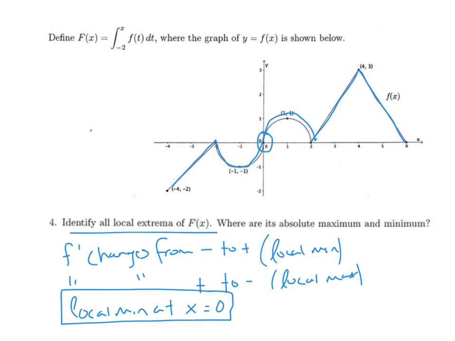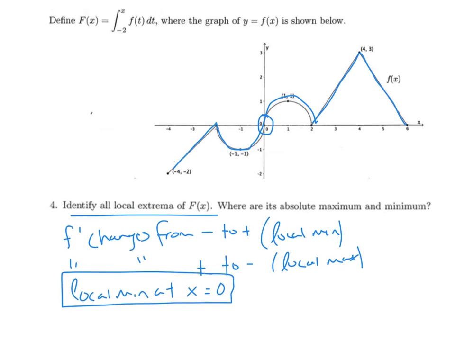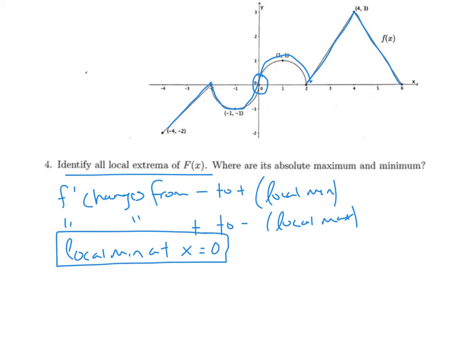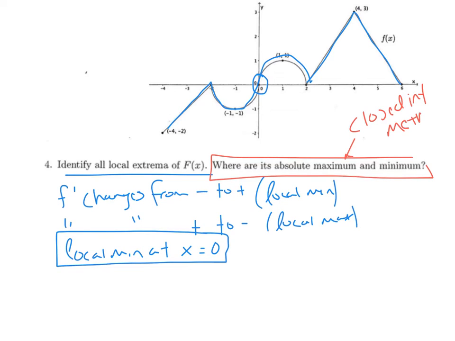Now for the absolute max and mins, remember anytime you see the word absolute max, absolute minimum, that's when we need to use the closed interval method in order to prove whether it's an absolute max, absolute min.